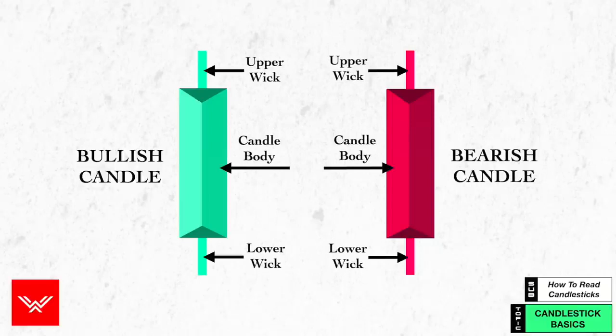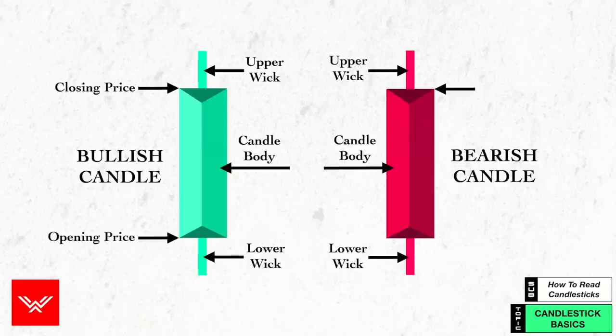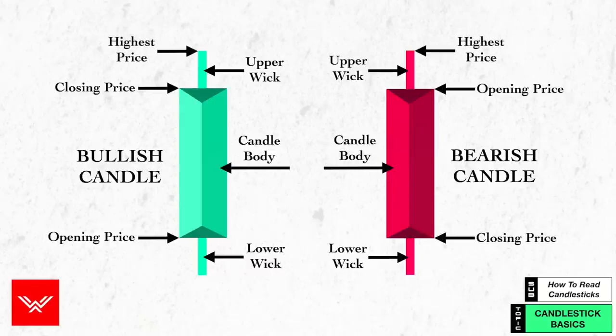For green candles, the opening price is at the bottom here, and the closing price is at the top here. For red candles, the opening price is at the top here, and the closing price is at the bottom here. The wick ends at the top represent the highest price point. The wick ends at the bottom represent the lowest price point.